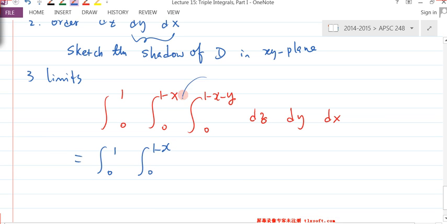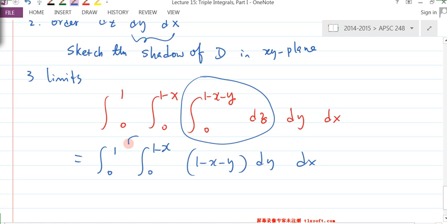The first integral is this portion. That's pretty simple. It gives you the integral of 1 minus x minus y, dy and dx.